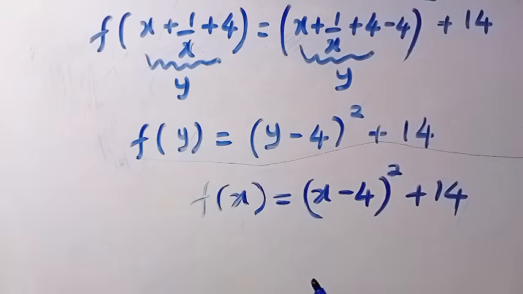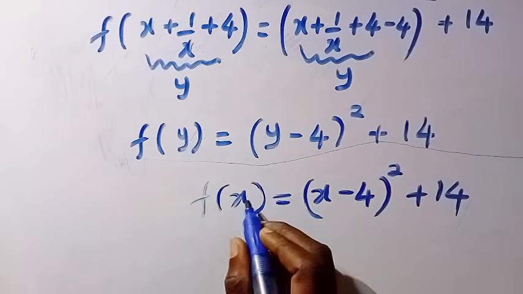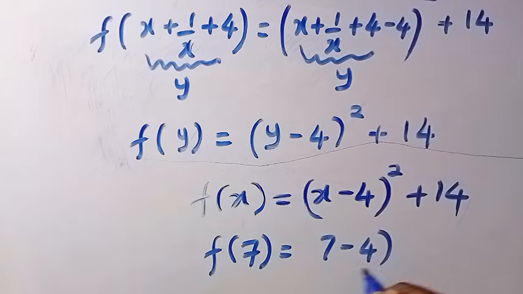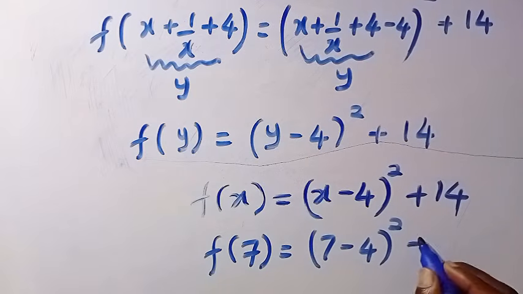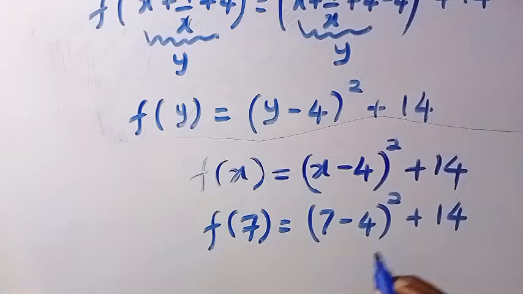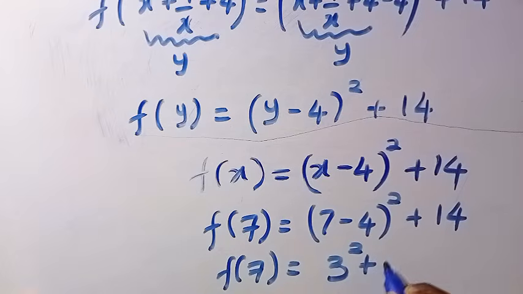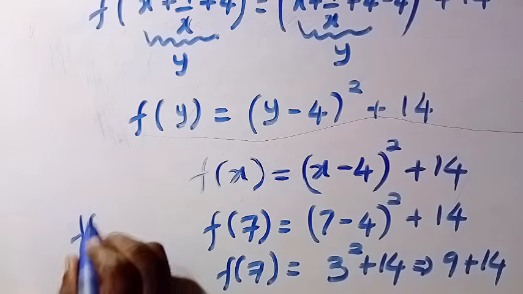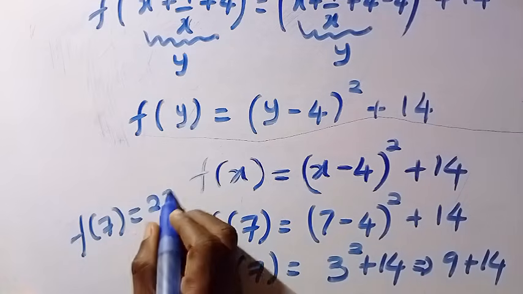Since we need f of 7, we just replace x with 7, and we have f of 7 equals (7 minus 4) raised to power 2 plus 14. So 7 minus 4 is 3. We have f of 7 equals 3 squared plus 14. So 3 squared is 9, and 9 plus 14 gives us 23. Therefore, f of 7 equals 23.